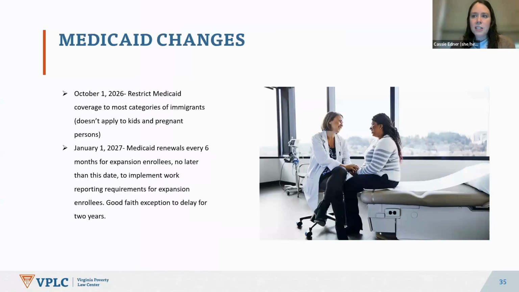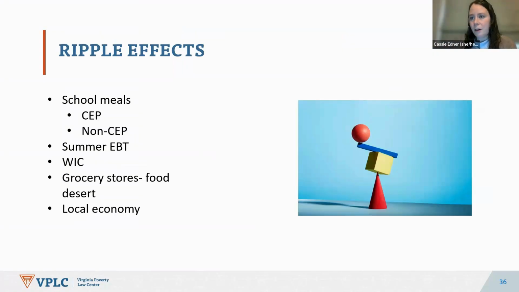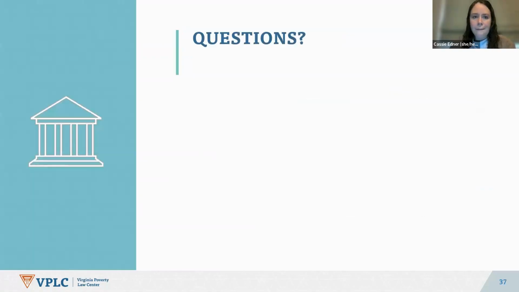Again, there are Medicaid changes as well. That's going to make everything more difficult. All of these cuts kind of interplay into the whole weave of everything that supports families. Cuts to SNAP and Medicaid could affect school meals because there's direct certification there. Cuts to Medicaid can affect grocery stores, especially in high SNAP usage areas. And now I will stop sharing and ask for questions.